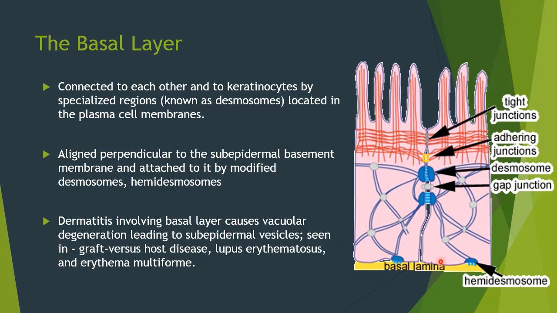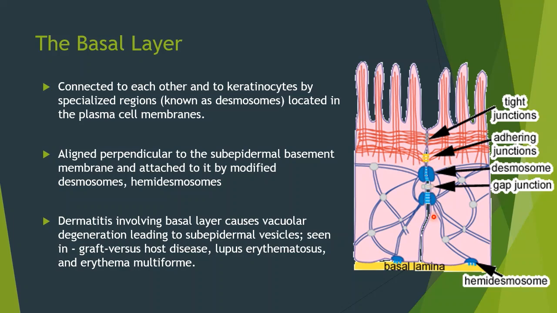The basal cell layers are connected to each other by specialized intercellular connections, which are known as desmosomes. They are located in the plasma cell membrane, and these desmosomes are aligned perpendicular to the fibroepidermal basement membrane, and which are called the hemidesmosomes. So in the basal aspects, these basal cells are attached to the basal lamina by the help of hemidesmosomes. And in between the basal cells, the cells are attached with the desmosomes.